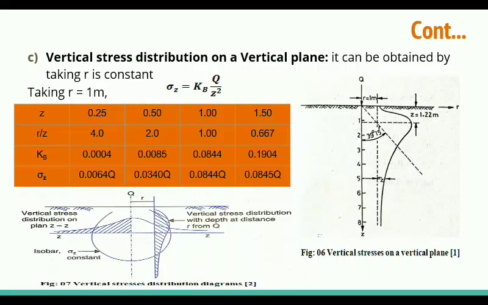Are you getting my point? Okay, just follow some steps. By using this table, we can make the graph. If you have any questions, don't get confused with this. Let's assume the value of Z. In the question it will be given. You have to show the distribution graph at the value of R equal to 2 or whatever. So we'll just calculate the value of R by Z, Kb and sigma Z, and we'll put it in a graph. Whatever graph you need, the isobar graph, or the vertical stress distribution diagram on a horizontal plane or on a vertical plane, you can get it.